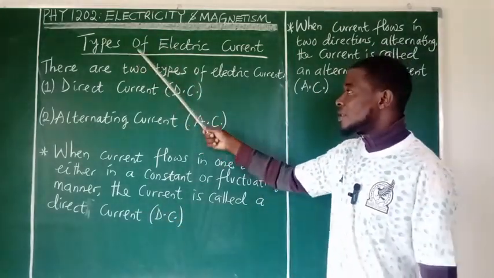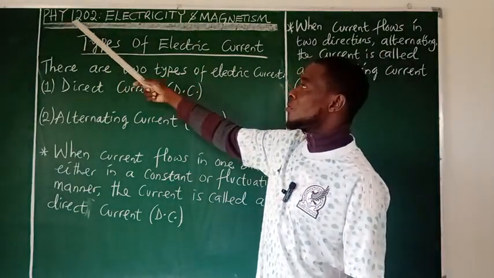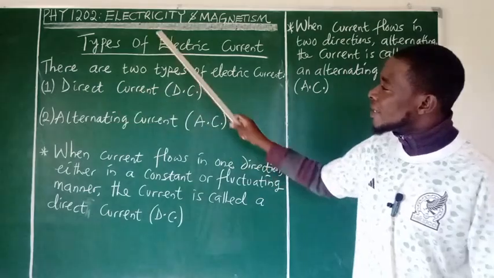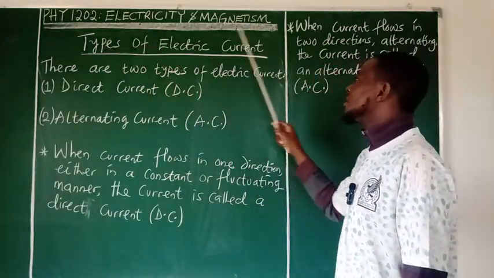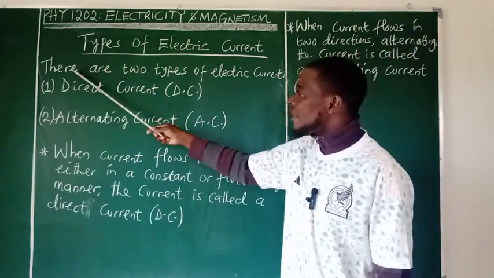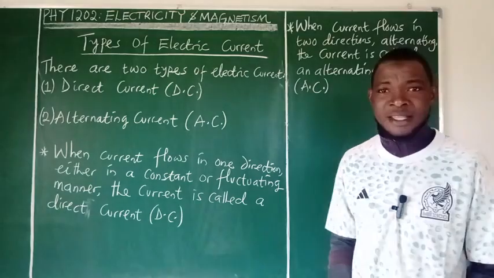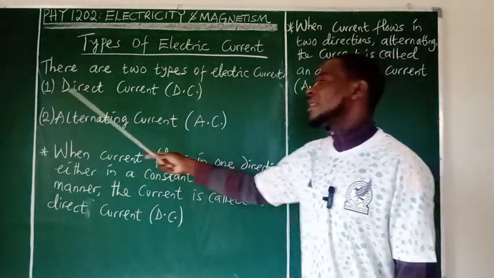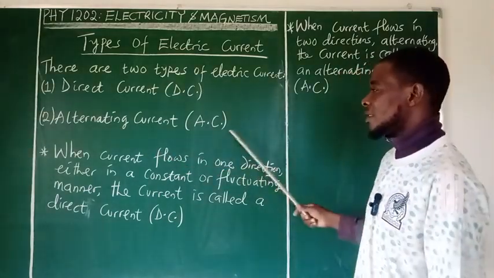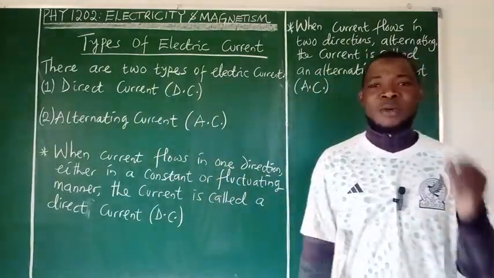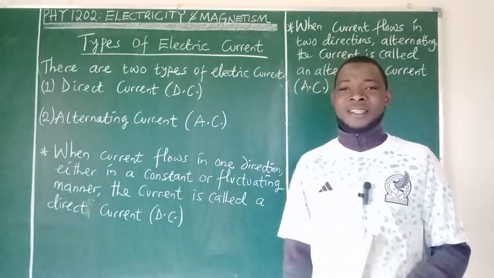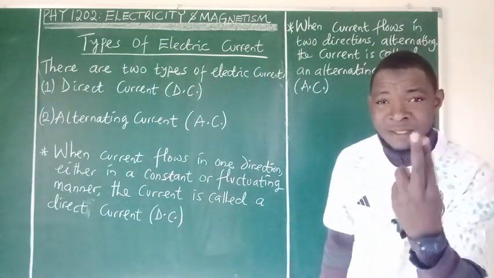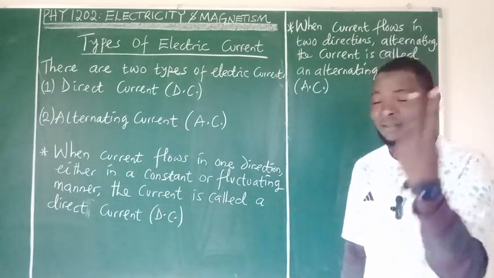Okay, as you can see, this is the usual PHY 1202 Electricity and Magnetism, the course code and the course title, and under it we are studying types of electric current. We say that there are two types of electric current. The first one, direct current, is denoted DC, and the second one is alternating current, AC. So we have direct current and alternating current. Now, let us give the explanation. We have finished with the identification. We identify them as two, direct current and alternating current.